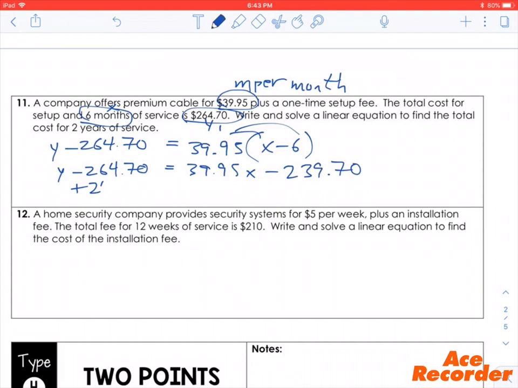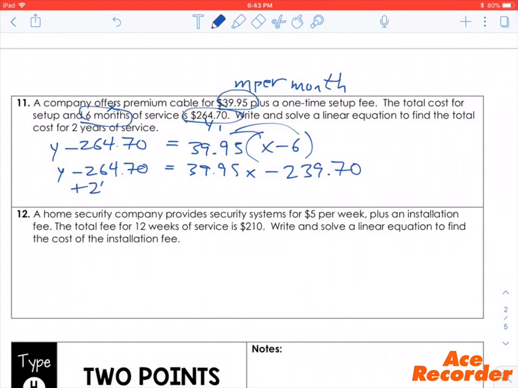And so if that's our total, it says 2 years of service. So you have to think in months. 2 years is 24 months. So we're going to plug in 24 for x. And so do the math. 39.95 times 24 is 958.80, plus the 25, and our final answer is $983.80. Okay, so that's a long way to go about it, but that would be it.